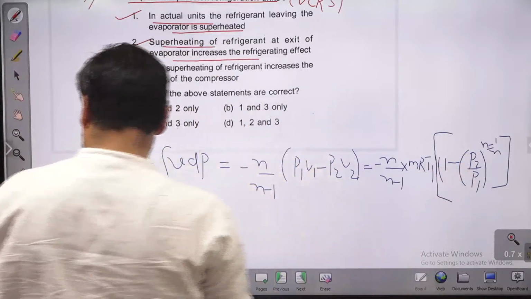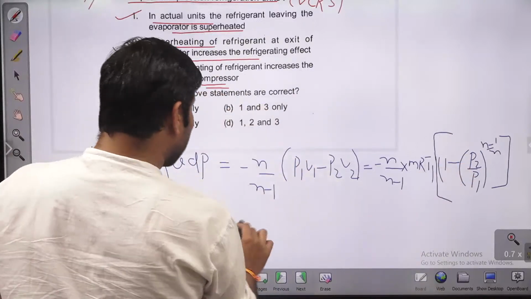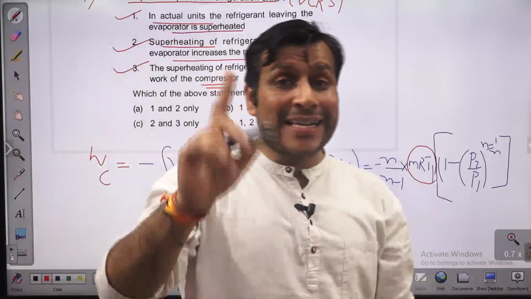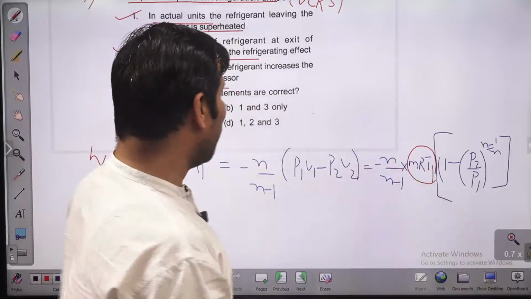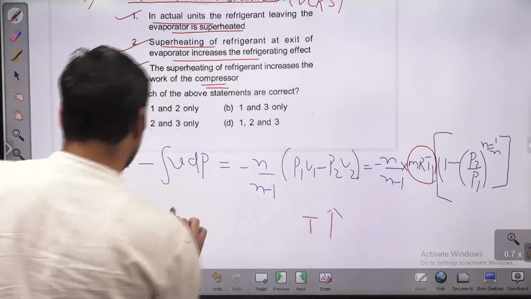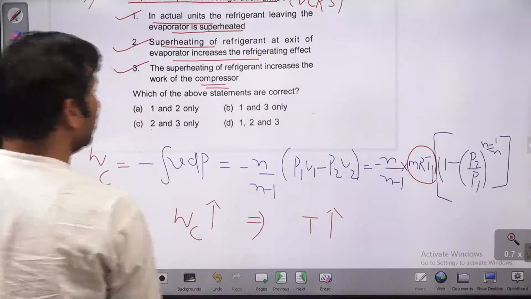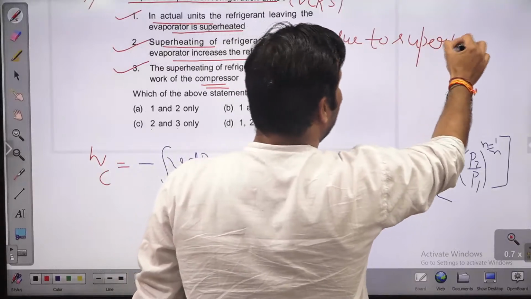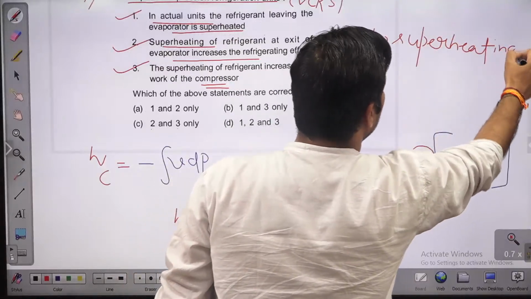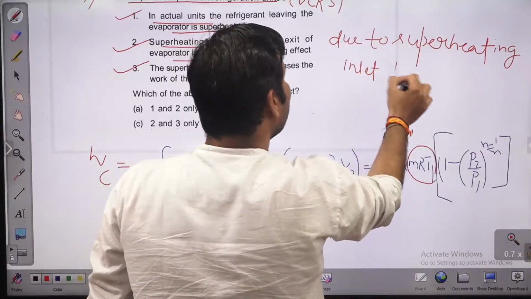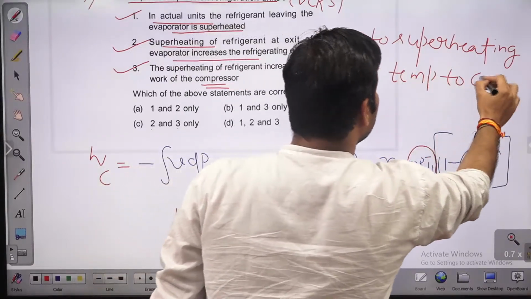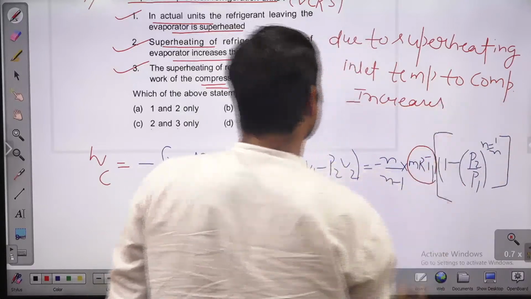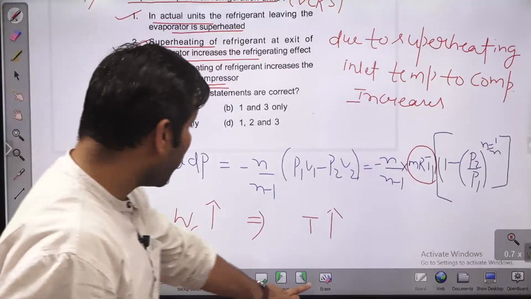So as you can observe, when you are carrying out the superheating, the compressor entry temperature T1 increases, guys. When you are carrying out the superheating, the inlet temperature of the compressor T1 is going to increase, and more is the T1, more is the compressor work. So what you have to understand, due to superheating, inlet temperature to the compressor increases, so that your W compressor increases. I hope this is clear to you.